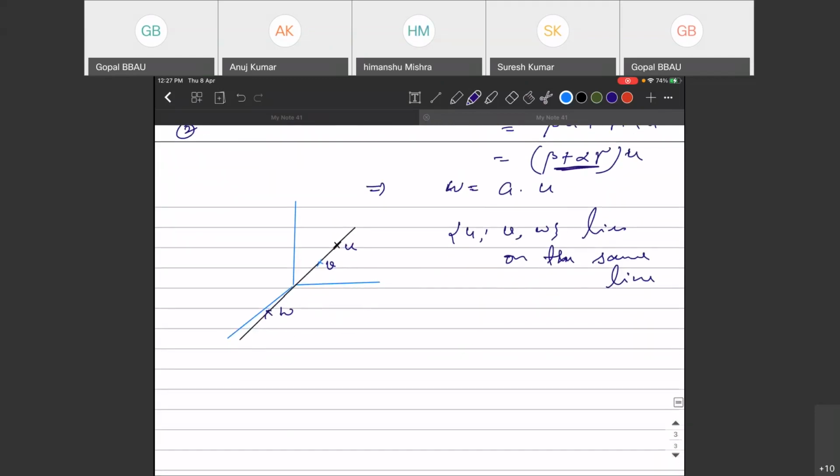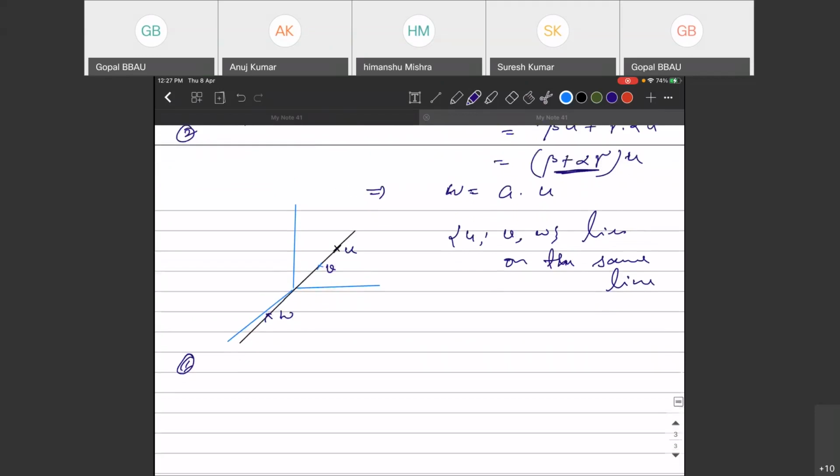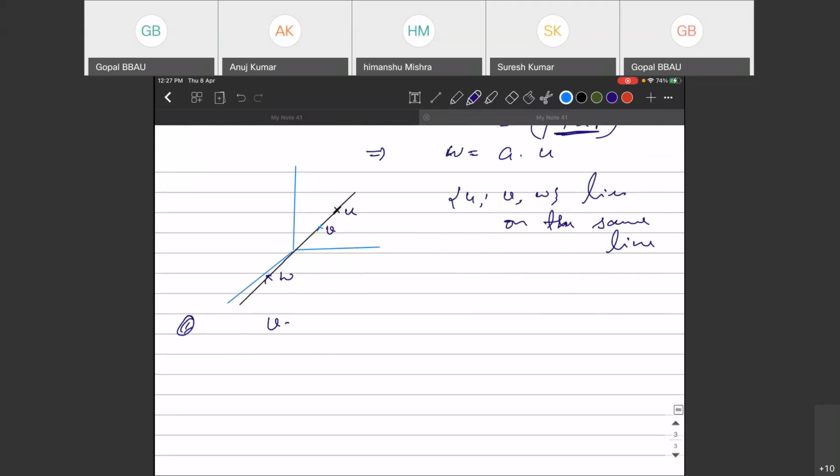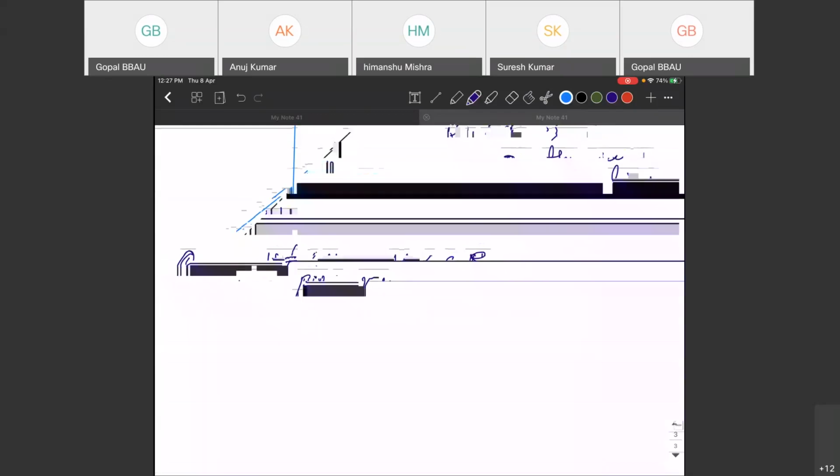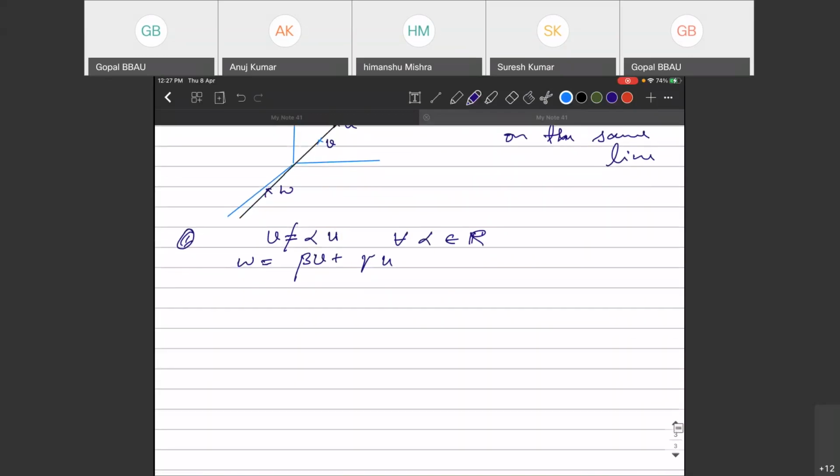Okay, there is another situation where you cannot write V as alpha U for any alpha in K. We are taking R. So for any alpha in R, you cannot write V in this form, but you can write W in this form. Okay, this means when we are in this case, then W.